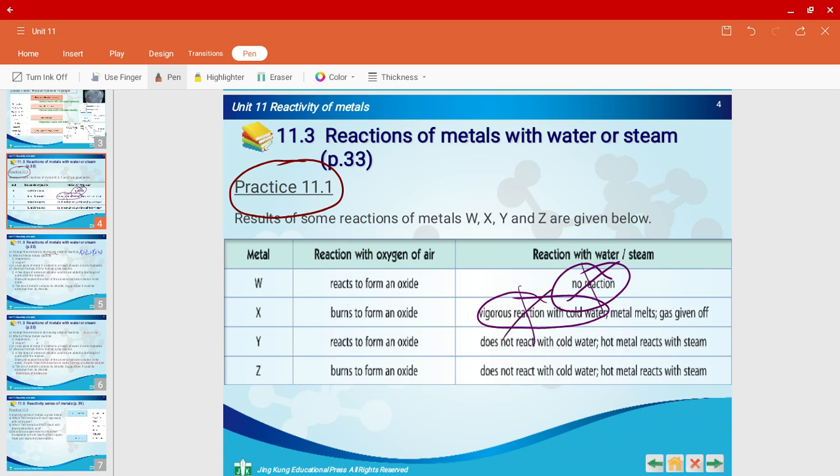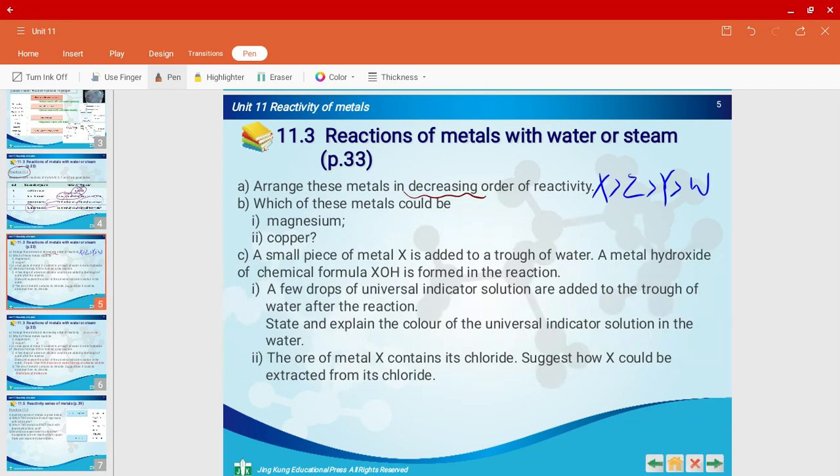How about Y and Z? Because they are the same, I'll need to look at the reaction with oxygen. Magnesium, because it is high up the metal reactivity series, is able to react very strongly or burn in oxygen to form an oxide. So it should be metal Z. Okay, you can refer back to the video I made for the reaction of metals with oxygen.